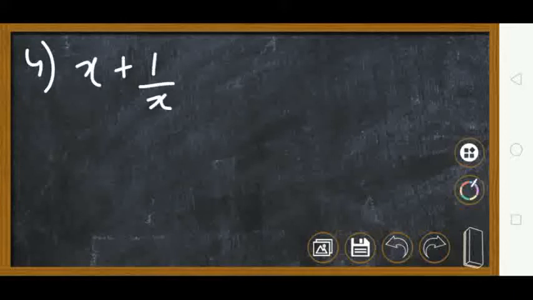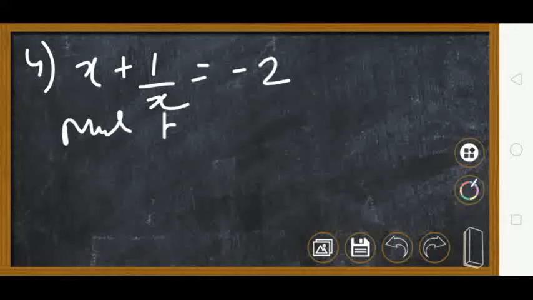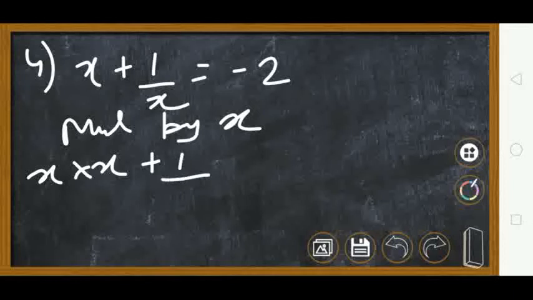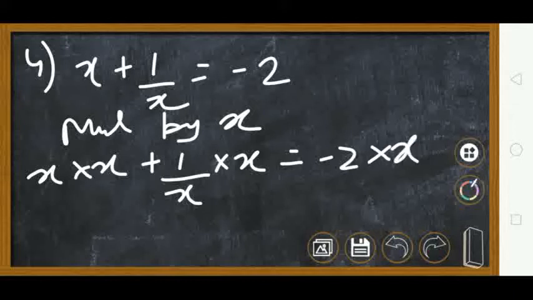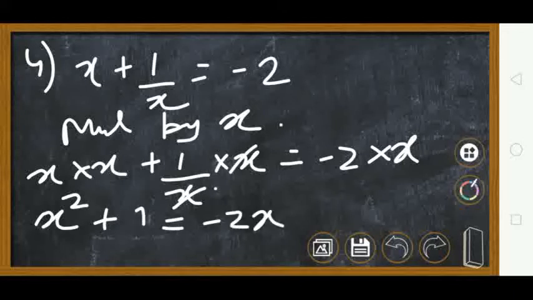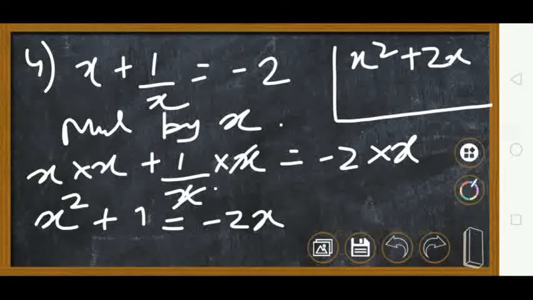Next, fourth one, x plus 1 upon x is equal to minus 2. Now again down there is x, so multiply by x. So you get x into x plus 1 upon x into x is equal to minus 2 into x. So it is x square plus, now x and x gets cancelled, so 1 is equal to minus 2x. Further, it will be x square plus 2x plus 1 equal to 0.